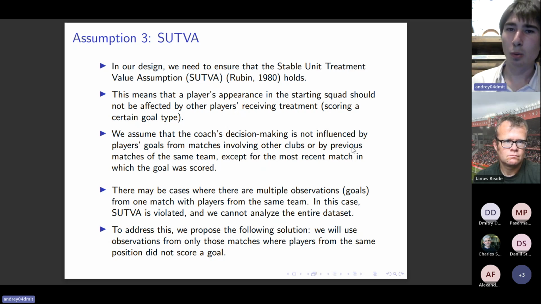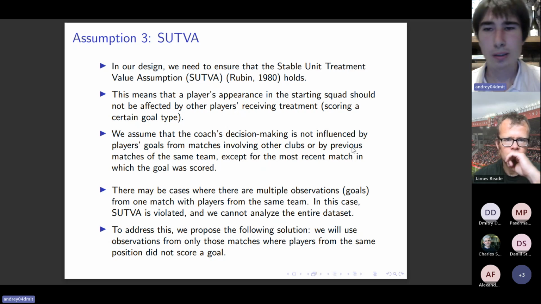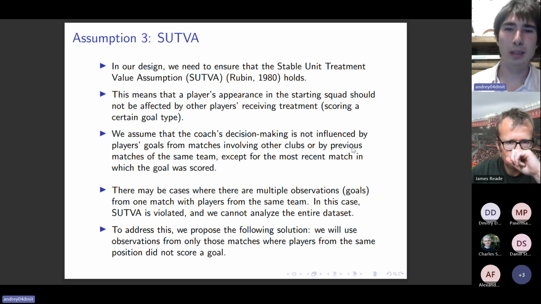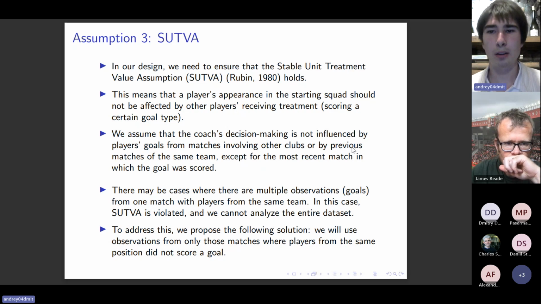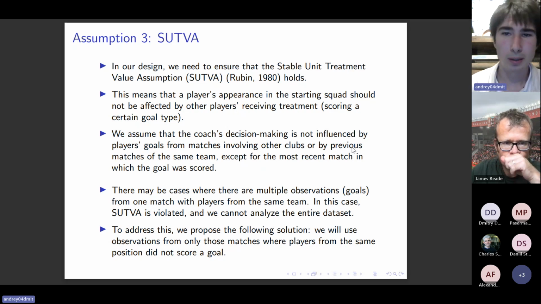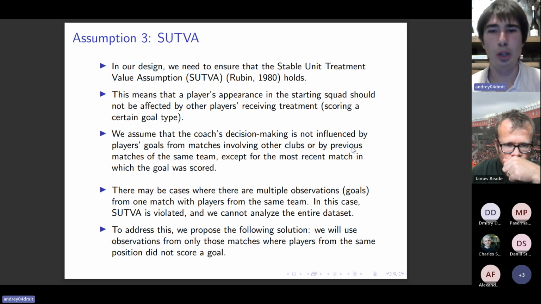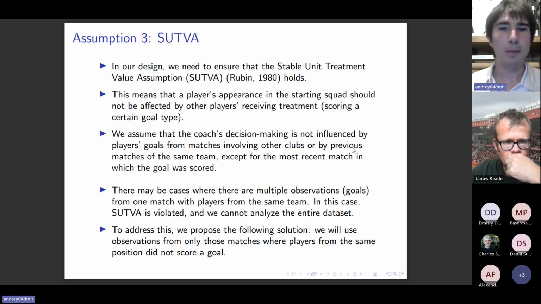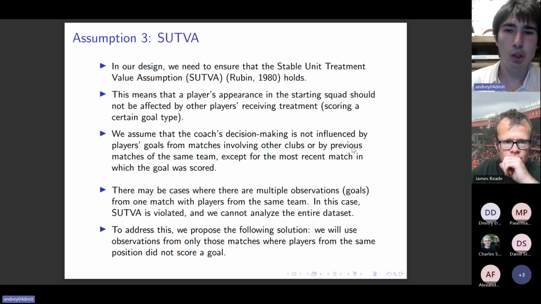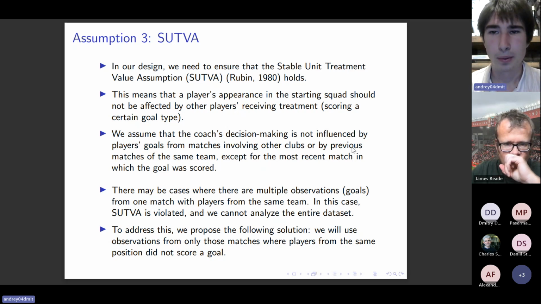So, how can this SUTVA be violated? Firstly, we need to make some assumptions. We assume that the coach's decision-making isn't influenced by players' goals from matches involving other clubs or by previous matches of the same team, except for the most recent match in which the goal was scored. Secondly, there may be cases where there are multiple observations, goals from one match with players from the same team. In this case, SUTVA, of course, is violated, and we can't analyze the entire data set.